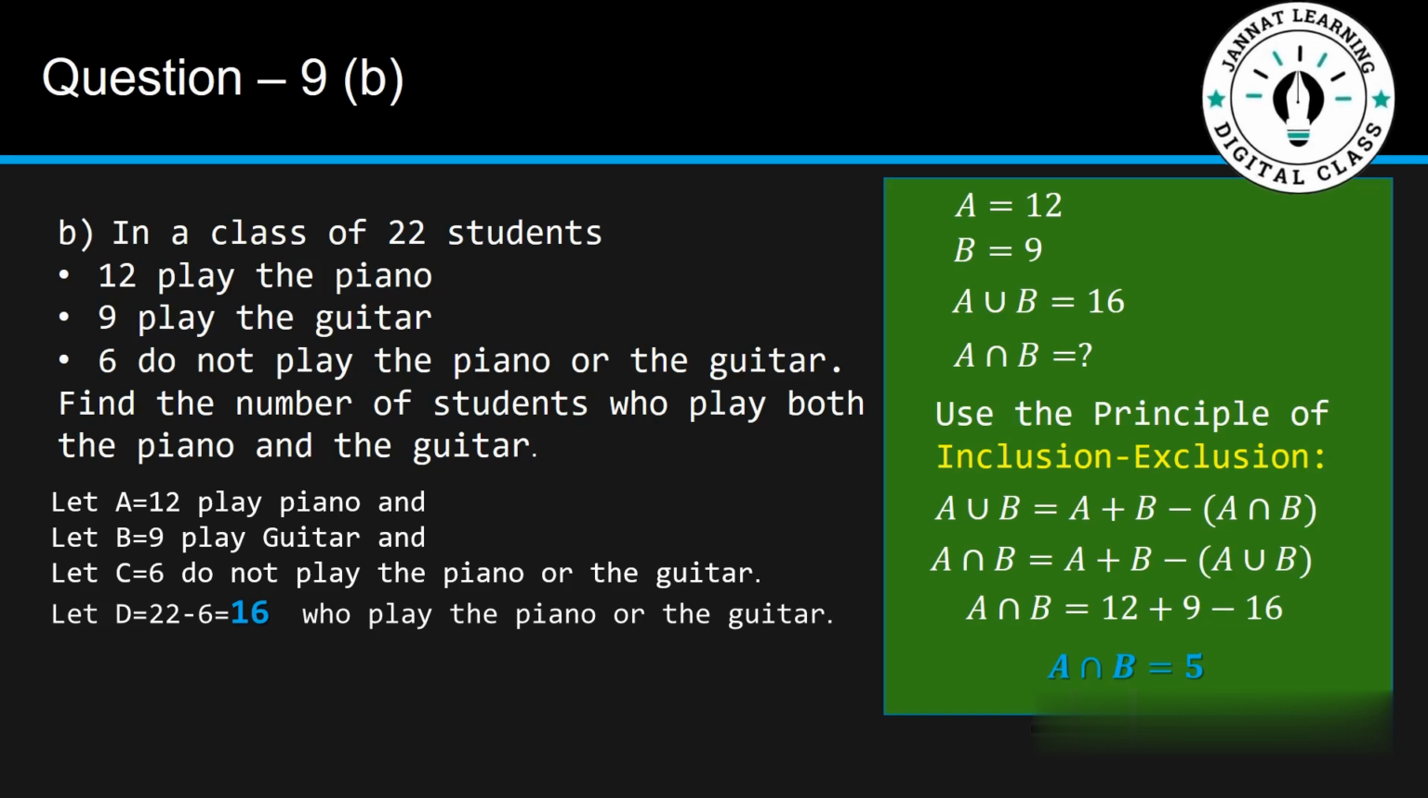Use the principle of inclusion-exclusion. A union B equals A plus B minus A intersection B.